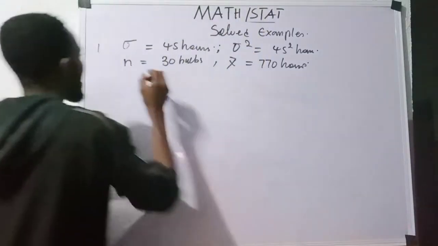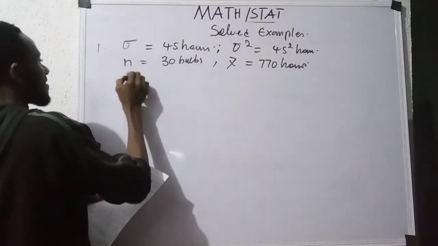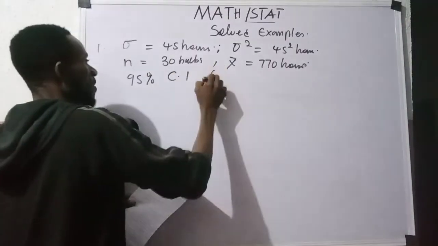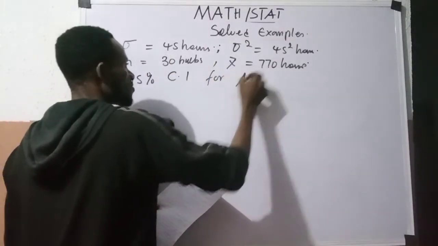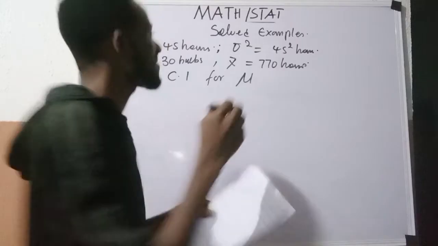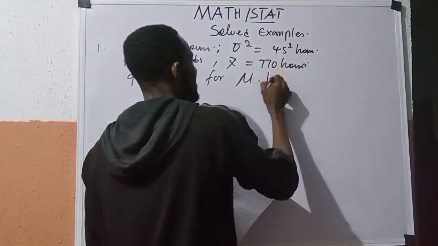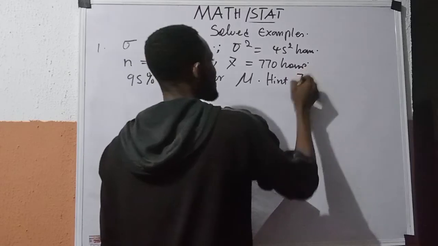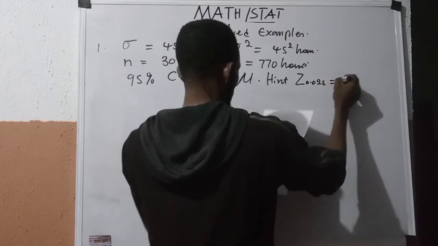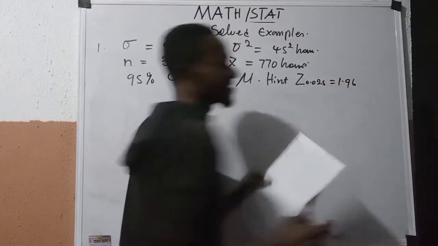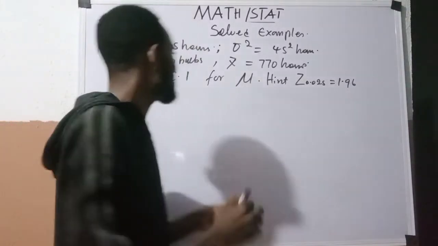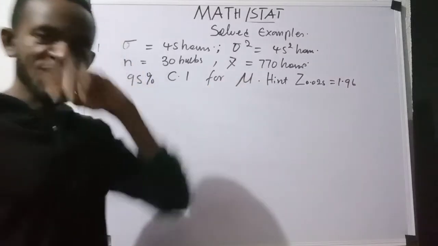So they asked me to find the 95% confidence interval for the population mean, which is mu. And there is something they gave me in addition. As a continuation of the question, they say hint that z of 0.025 equals 1.96. When we have this kind of a thing, how do we construct the confidence interval for the population mean mu?